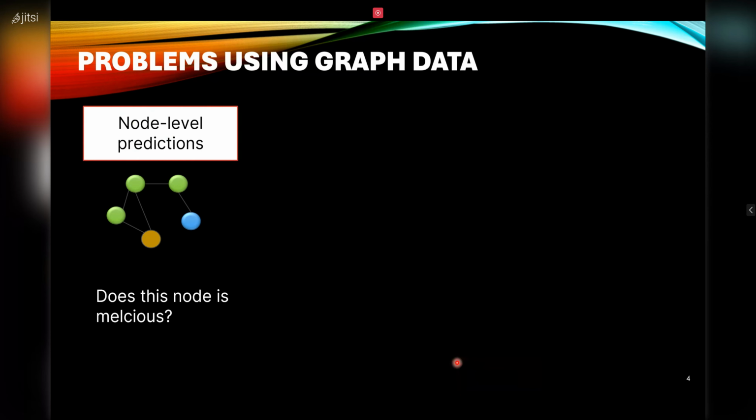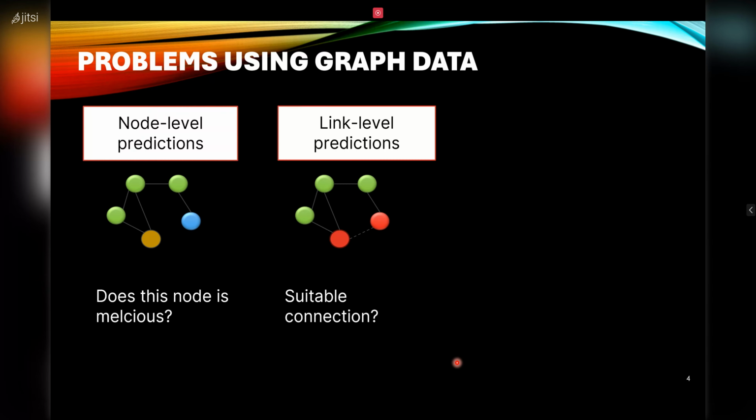Currently, we can solve some problems by using graph data. We can make node level predictions. For example, in a network, we can see whether a node is malicious or a normal node. We can predict it by using the graph data we have.